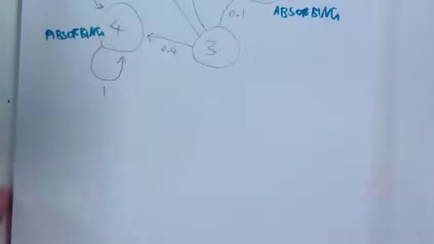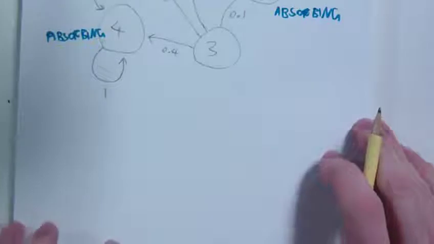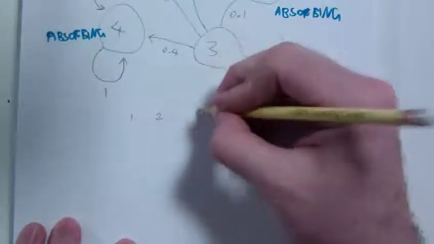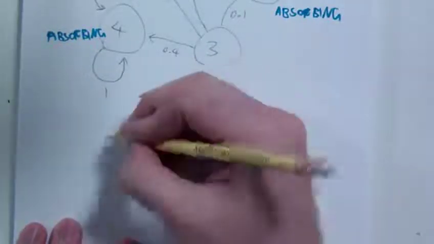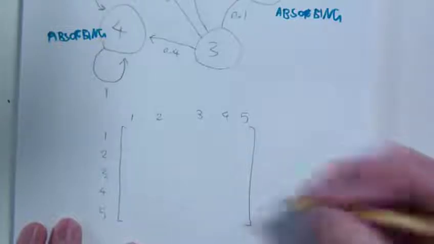Okay, so with any Markov chain, whether it's got absorbing states or not, you can represent all these probabilities in a matrix. So each state has a column and a row, like that.